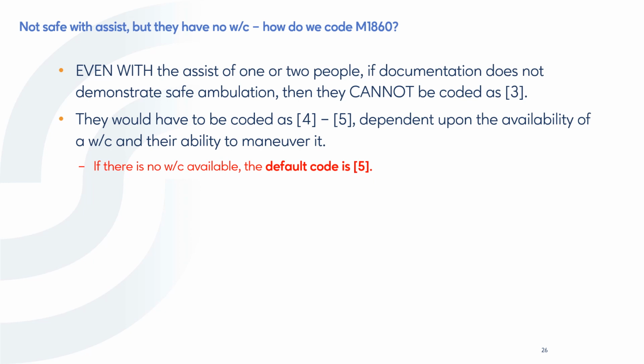Your documentation is going to support that they are not a safe ambulator, even with the assistance of 1 or 2 people. So you get a wheelchair in the home and you get them better, they're able to self-maneuver a wheelchair. That's going to show an improvement in your outcomes. Or even better, maybe you can get them to the point where they can demonstrate safe ambulation for even a short distance, and even better.